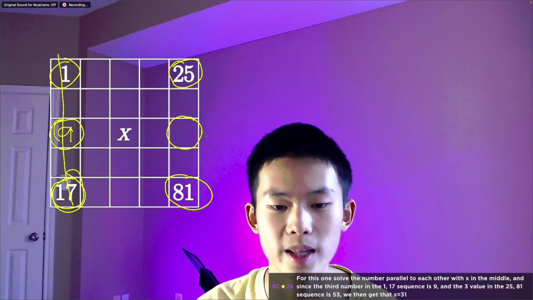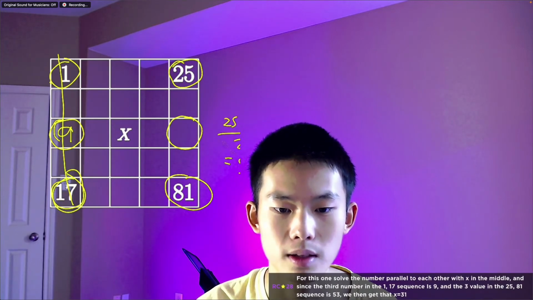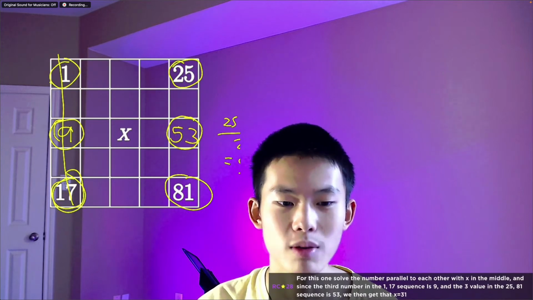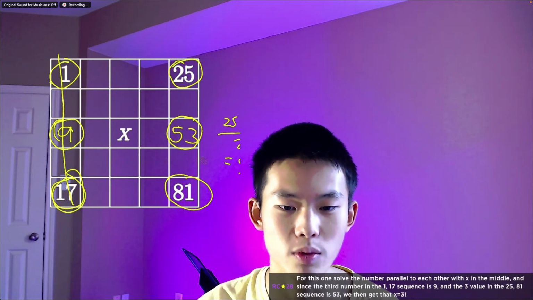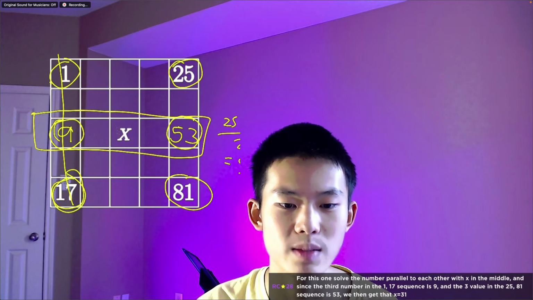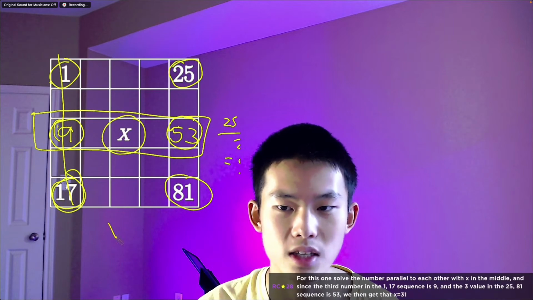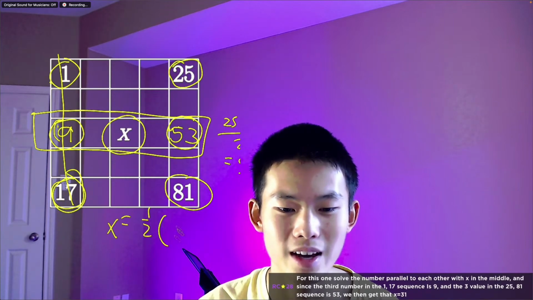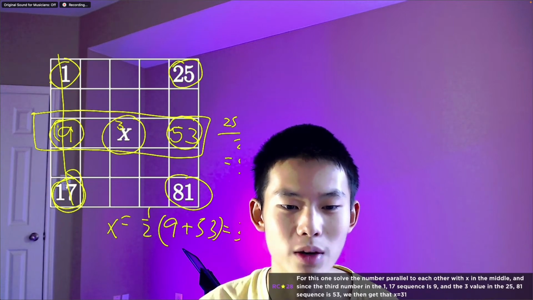And similarly, for this one, we have 25 and 81. So this middle term is also going to be the average by the exact same logic. So it's going to equal 25 plus 81 over 2, which equals 53. Now finally, remember that this is also an arithmetic sequence, which means that this middle term is going to be the average of 9 and 53. So x is going to equal 1/2 of 9 plus 53, which equals 31. And that's our final answer.